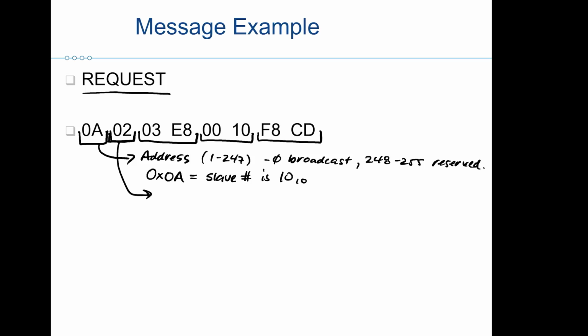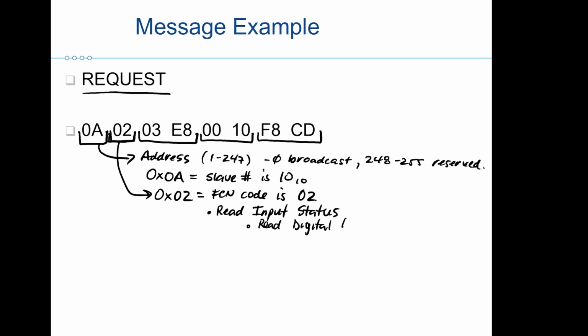Now you're moving down to the next 1-byte value. The 1-byte value is 02 in hex. We know it's essentially a code, and this function code is 02, which we know is read input status. And we know the function of that is to read digital inputs, digital input points.